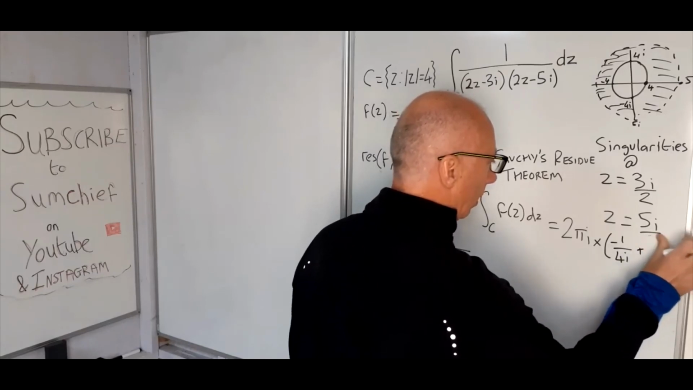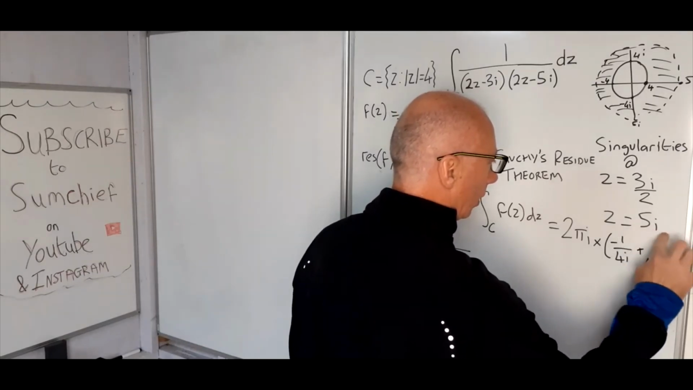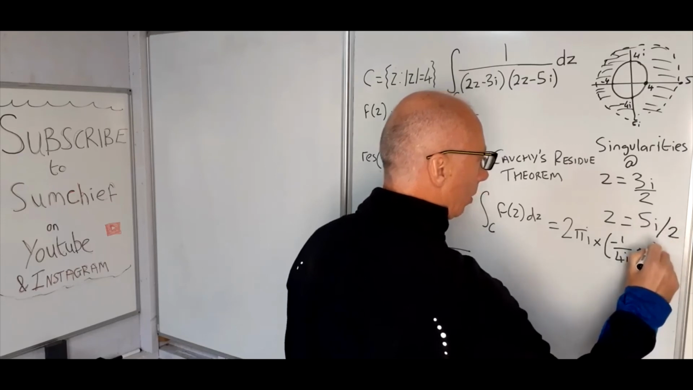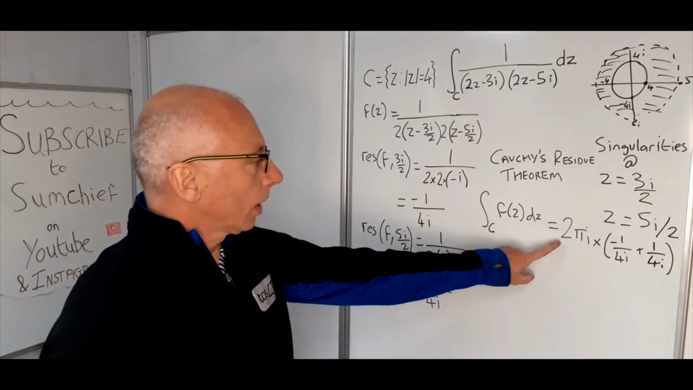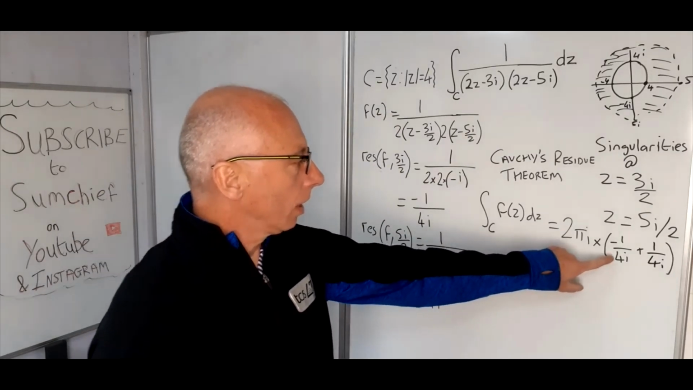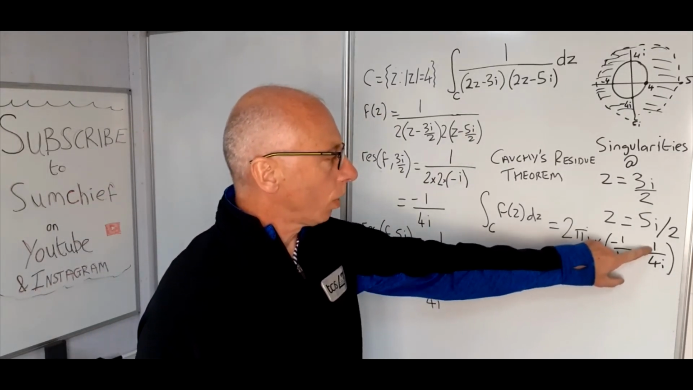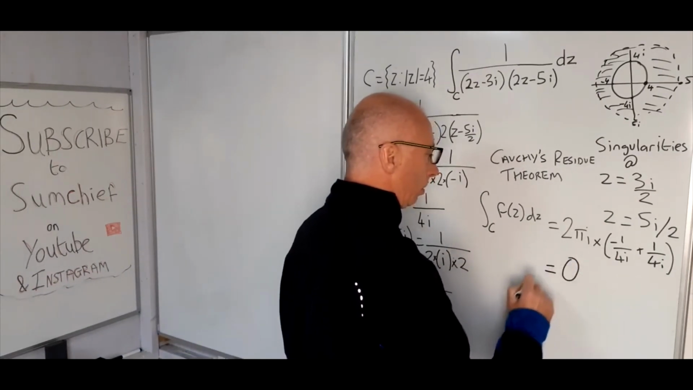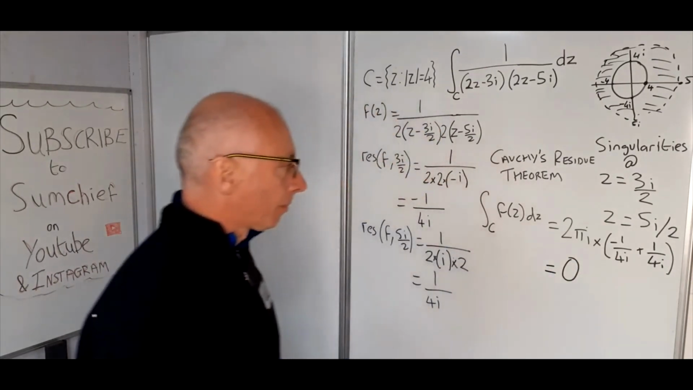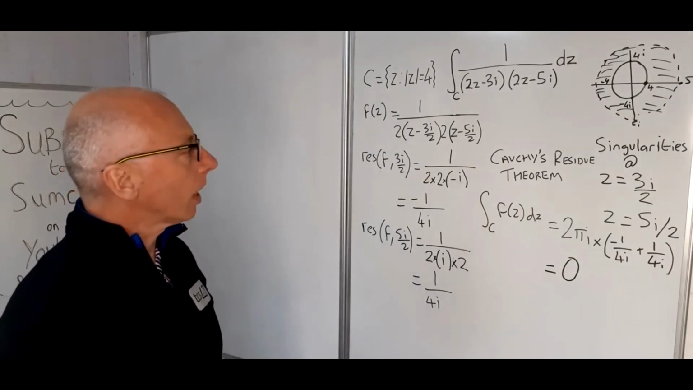Let's just keep it in there, we just put the 2 like that. Plus 1 over 4i. Okay, so 2 pi i, that's fine. Minus 1 over 4i plus 1 over 4i, that is 0. Interestingly, this integral is 0. Okay, that's Cauchy's residue theorem.